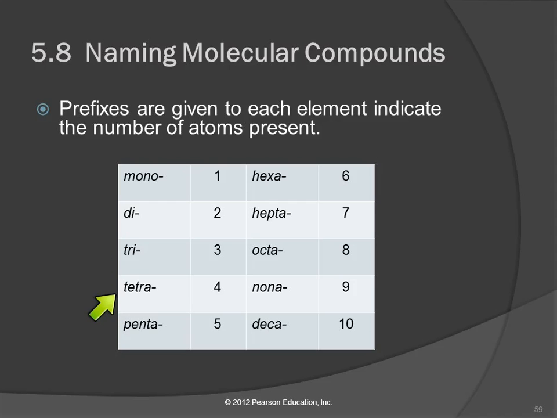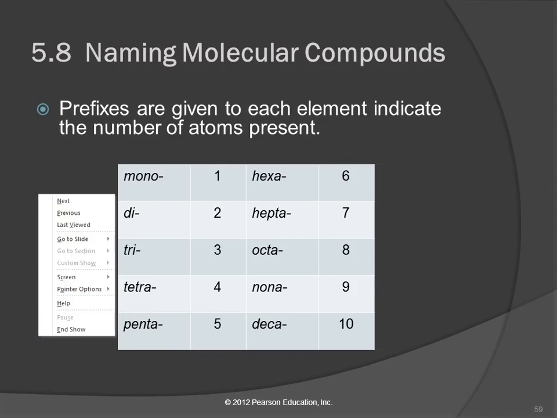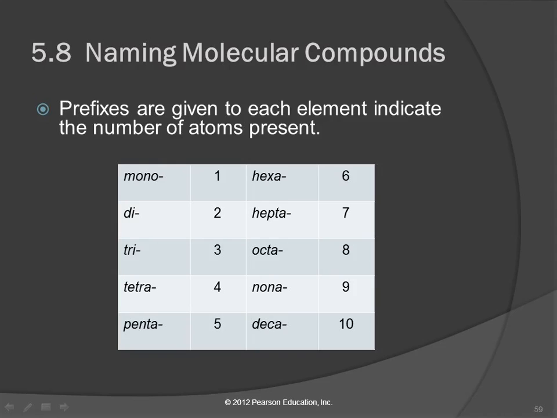Tetra might be a little strange to you if you've played the game Tetris. I used to play Tetris a lot. Each of those little shapes that are falling are made of 4 squares. Tetris is 4. Penta is like a pentagon.